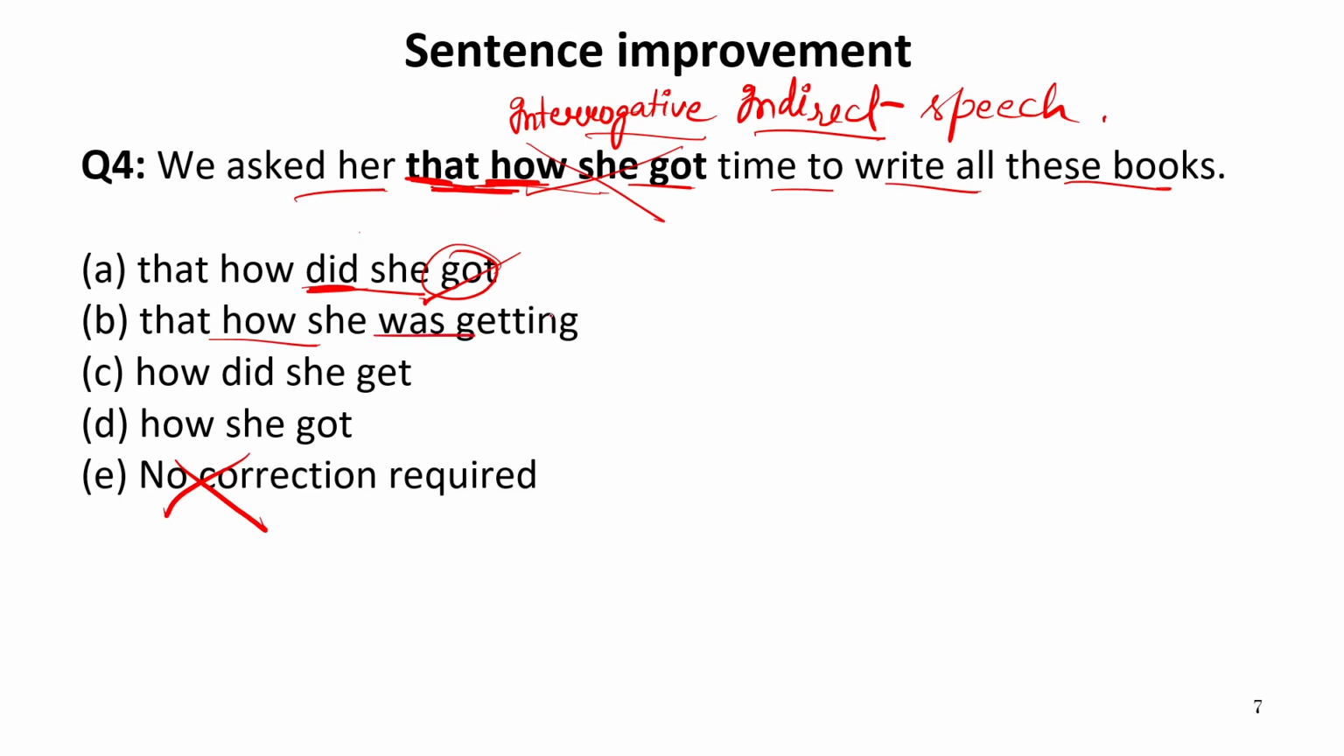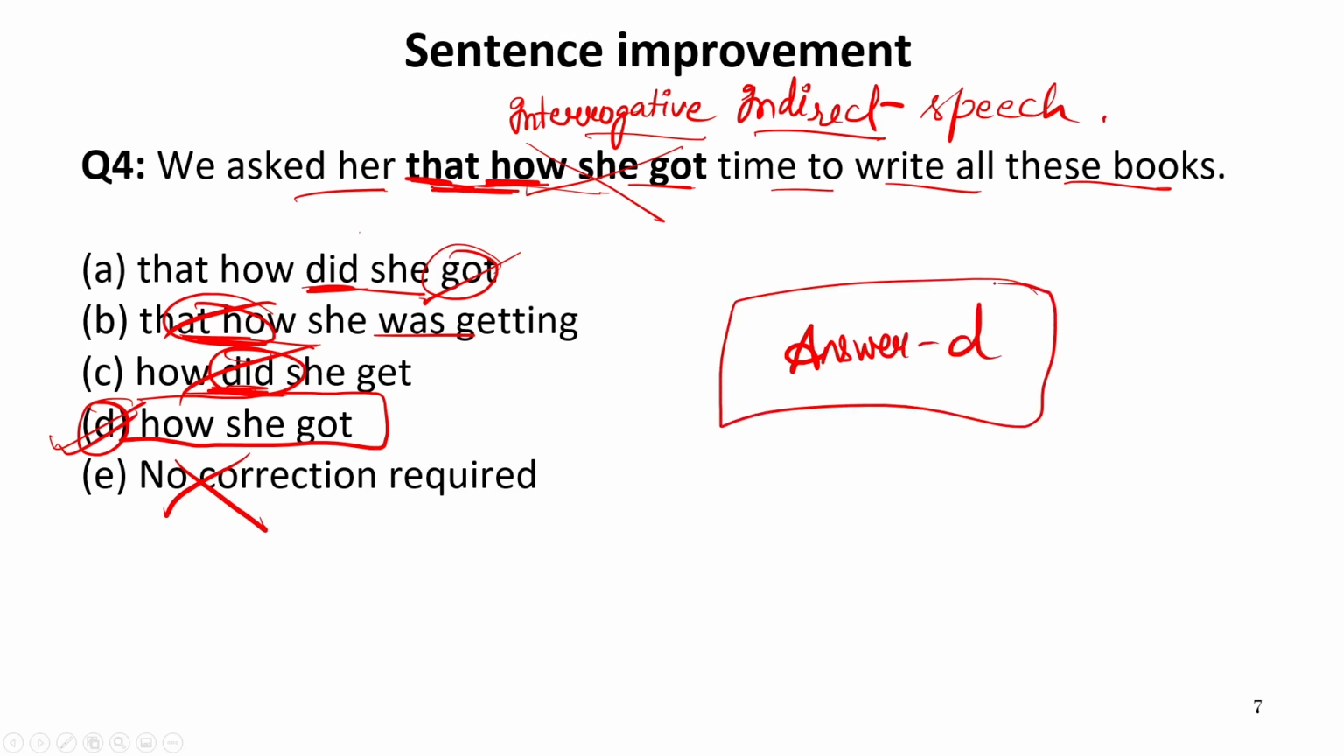That how she was getting. Again, that how cannot come together. So, how did she get? Now, we cannot use did in case of indirect speech. So, this part is also incorrect. Therefore, our answer is D, that is how she got. This is the correct sentence and correct formation of the sentence. The correct sentence will be, we asked her how she got time to write all these books.